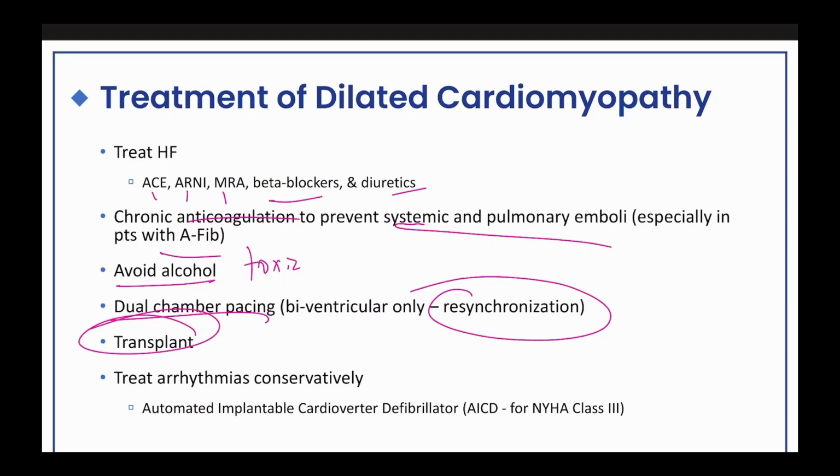Watch for these arrhythmias. They may pop up as well. If they do start getting arrhythmias, then you can give them an AICD, because the AICD will help protect the patient from those ventricular arrhythmias that are common with dilated cardiomyopathies. So this is just for protection for that patient, these defibrillators. They're not going to cause any treatment, but they're there for protection.